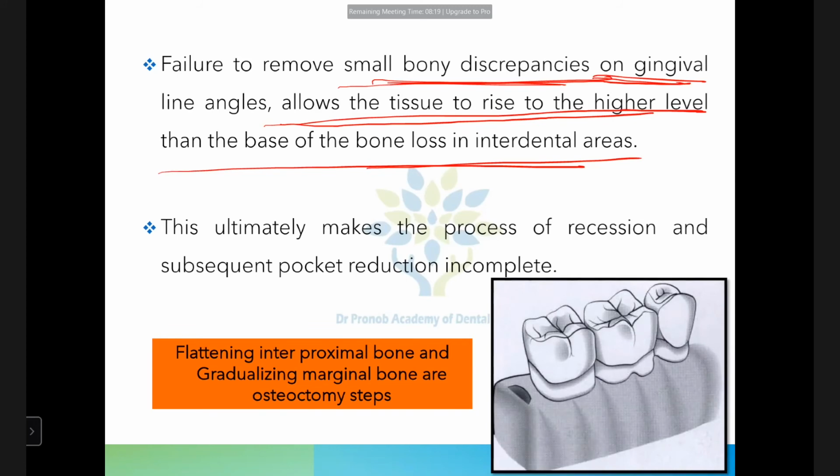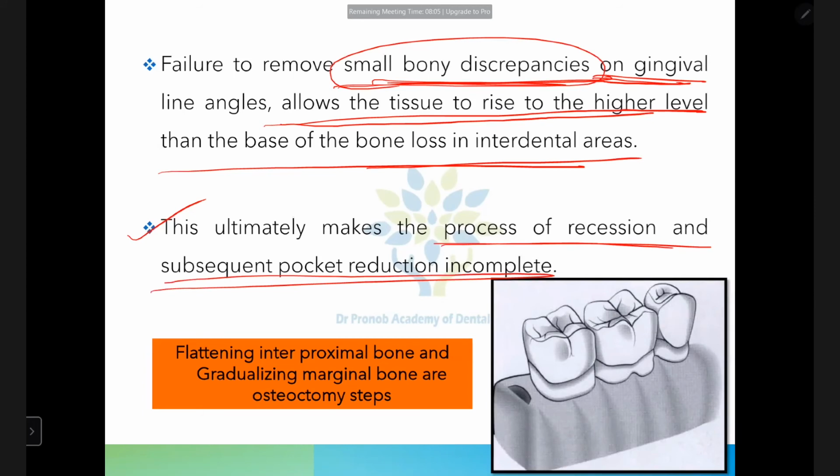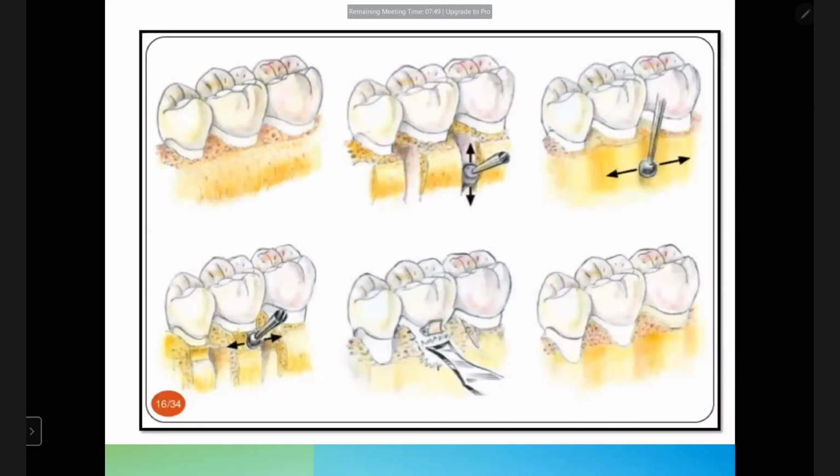Again, if these bony discrepancies are not reduced, there will be recurrence of the pocket. That is the main reason that we are performing the resective osseous surgery. If we are not removing these bony discrepancies, it will result in the process of recession, and subsequent pocket reduction is incomplete. That will not result in the pocket reduction. And as I have already told you, the last two steps of the resective osseous surgery, that is the flattening of interproximal bone and gradualizing the marginal bone, are the ostectomy techniques, right?